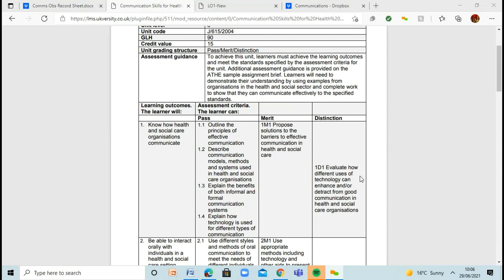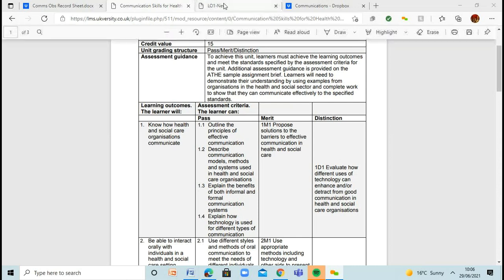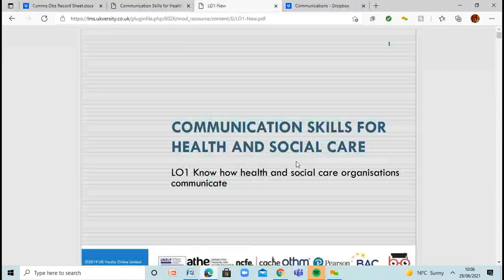Then we go on to the merit question, which is 1M1. I think it's in 1.3 or 1.4, we actually look at some barriers to communication. In the merit section, we're just going to look at what solutions you've got for those barriers, how you can fix those. And then 1D1, the distinction is evaluate how different uses of technology can enhance or detract from good communication in health and social care. So they really follow one from each other, all of these questions here.